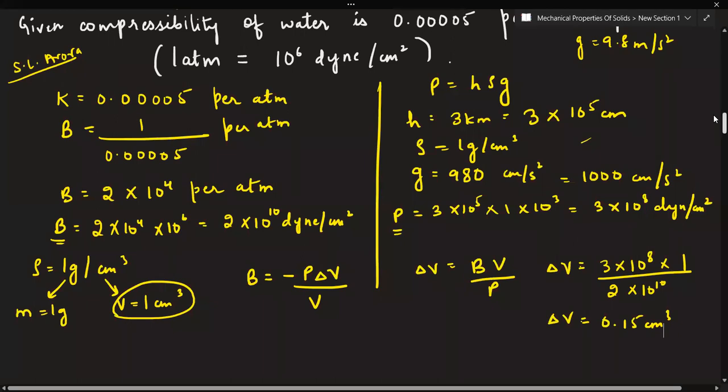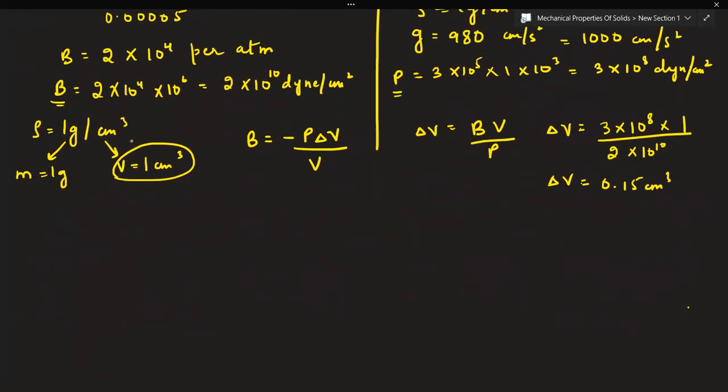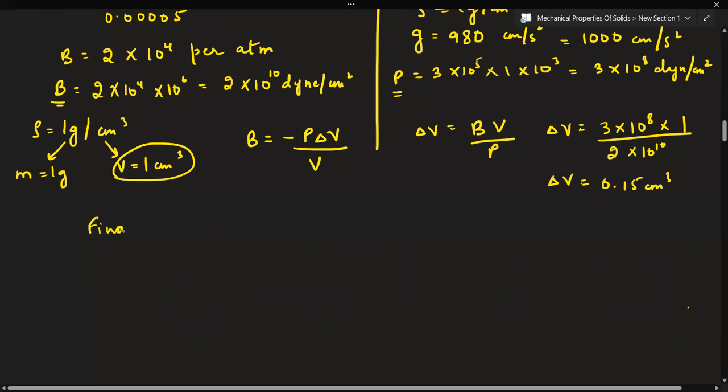So you have the change in volume now. The need for calculation of bulk modulus and pressure was for calculation of this change in volume, delta V, that is 0.15. Now see, how do we write the final volume? The final volume is actually the subtraction of the change from the initial volume we have.